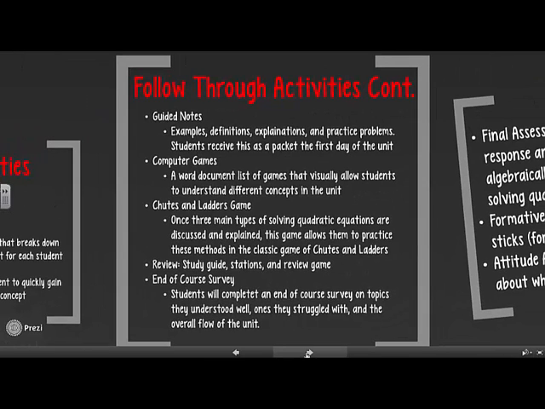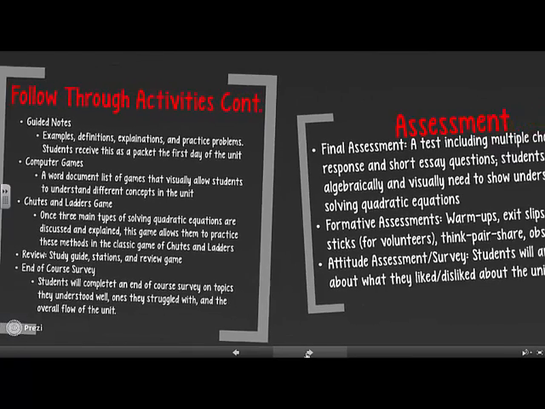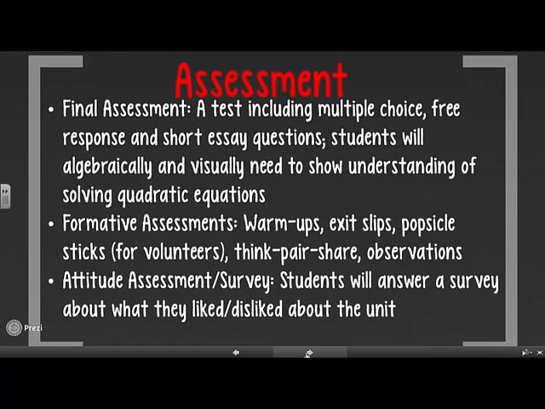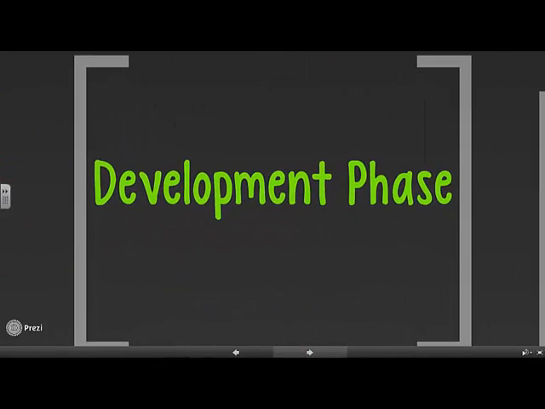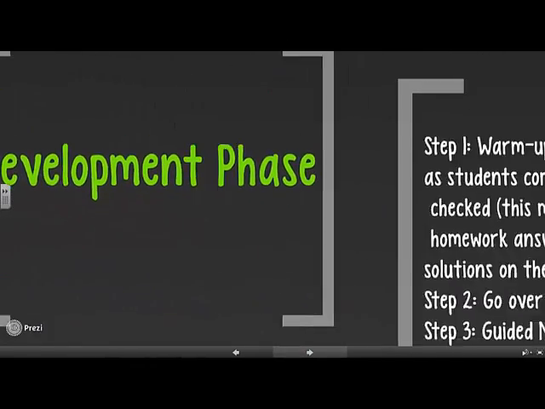Also, some follow-through activities continued are guided notes, computer games, a shoots and ladder game, review, and then an end-of-course survey. Okay. And then the final assessment, as I said before, will be this final exam, and then formative assessments will be warm-ups, exit slips, popsicle sticks for volunteers, think, pair, share, and observations. And then at the end of the course, students will answer a survey about what they liked and disliked about the course.